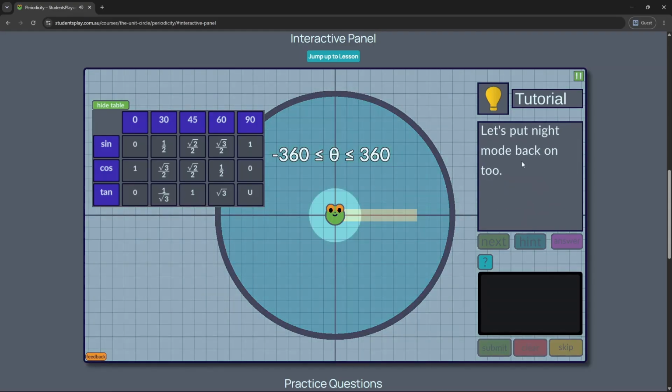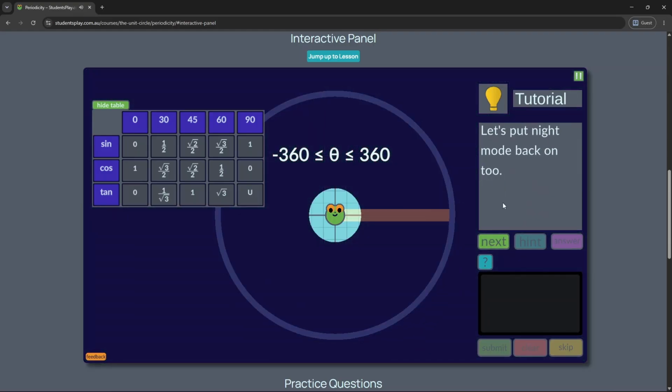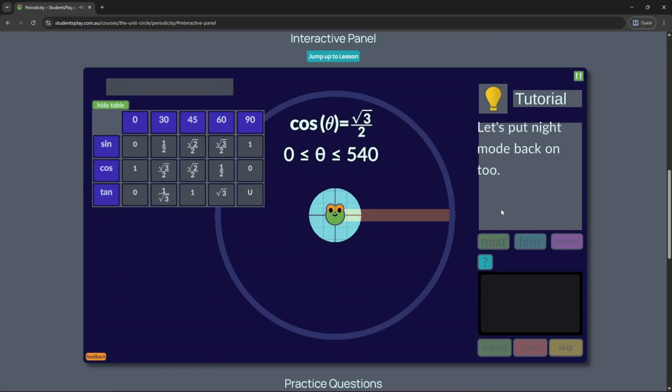Let's put night mode back on too. I don't know why I said mode like that. Let's put night mode back on too.